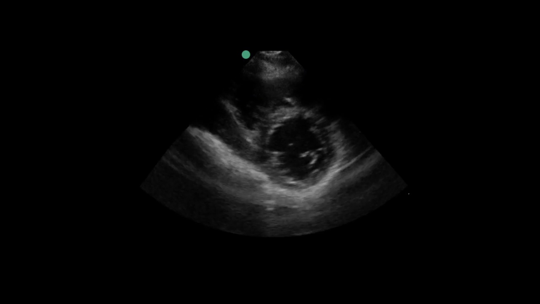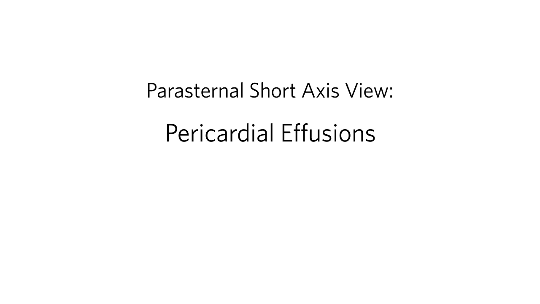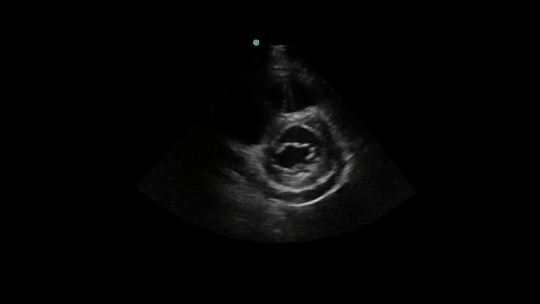Assessing LV systolic function is best done at the papillary muscle level. Normal LV systolic function is characterized by significant shortening of the LV diameter, as well as thickening of the myocardium during systole. Pericardial effusions can be seen as an anechoic region surrounding and outlining the heart.